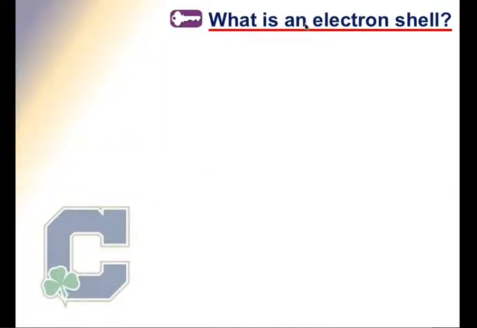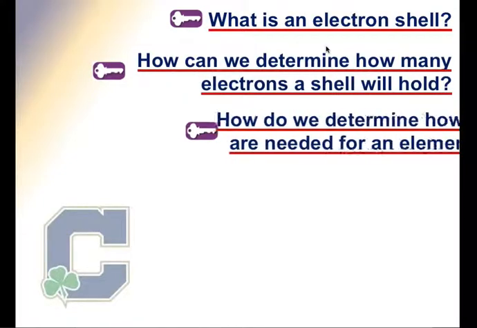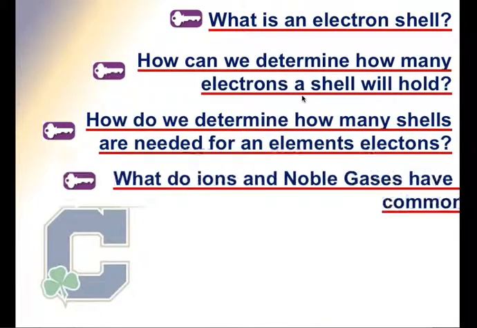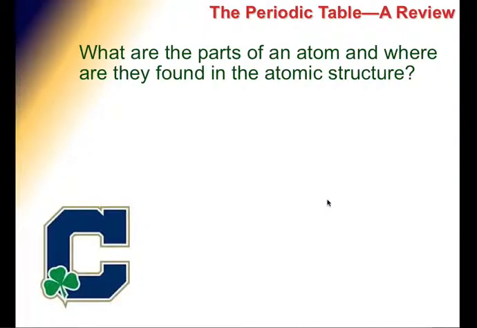Okay, so we want to look for these key statements that are going to be the answers to these key questions as we go. What is an electron shell? How do we determine how many electrons a shell will hold? How do we figure out how many shells are needed for certain elements with their electrons? And what do ions and noble gases have in common?